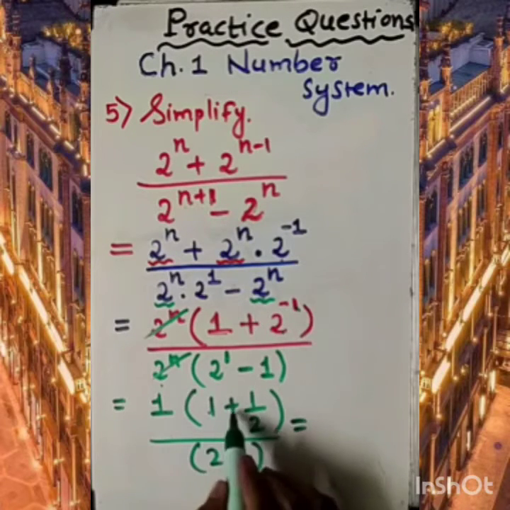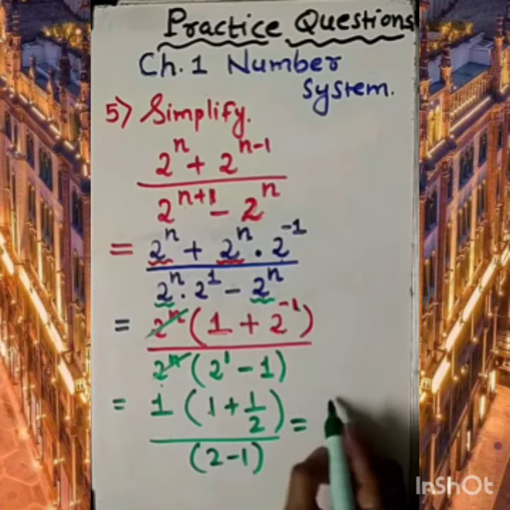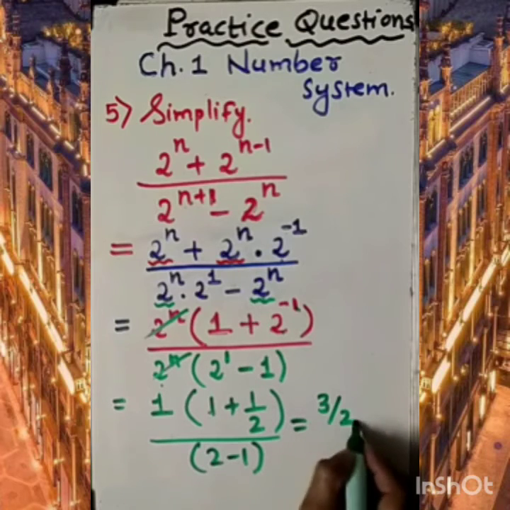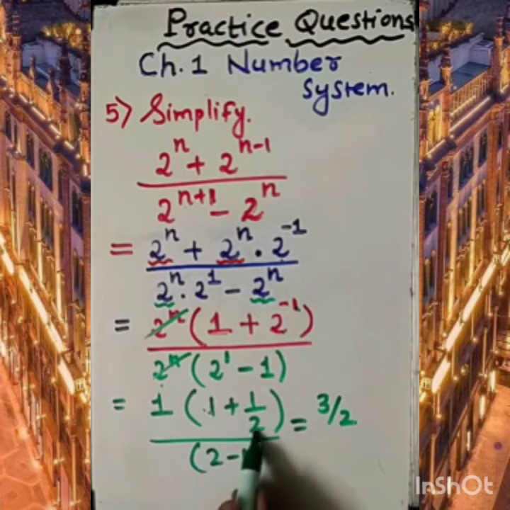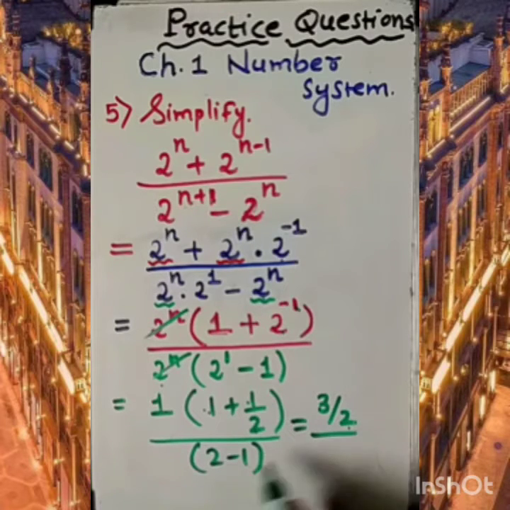Now 1 plus 1 half. 1 plus 1 half means 3 by 2. How to do? 2 1s are 2 plus 1, that is 3 upon 2 LCM. And 2 minus 1 gives the result 1. It means that 3 by 2 upon 1 means only 3 by 2. This is the solution of this question.